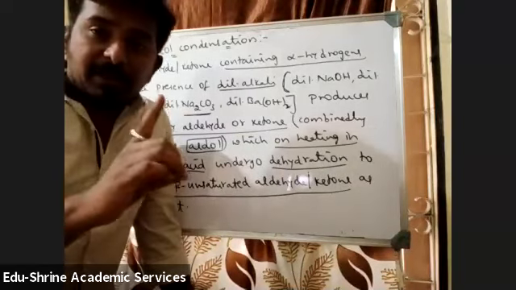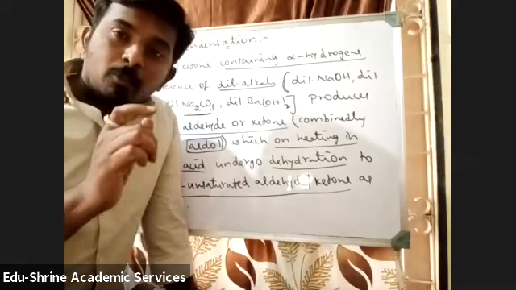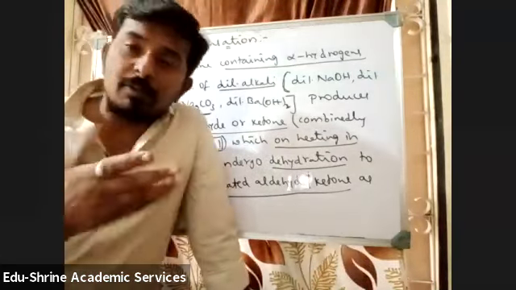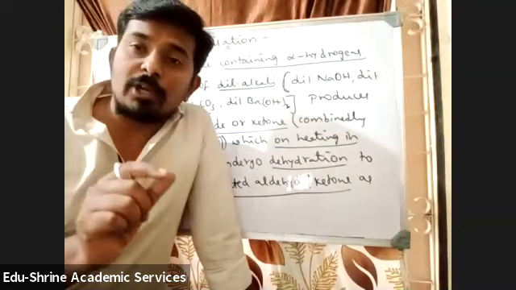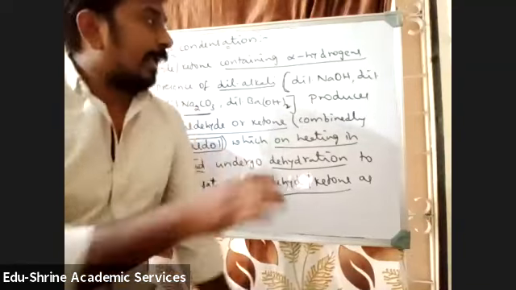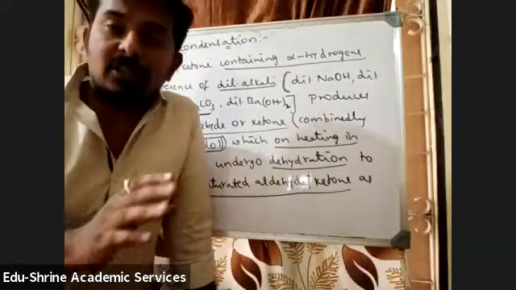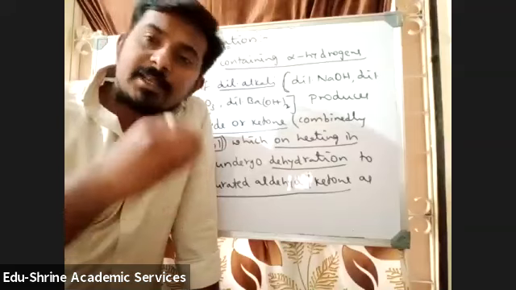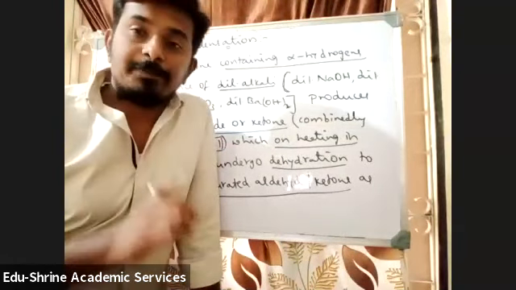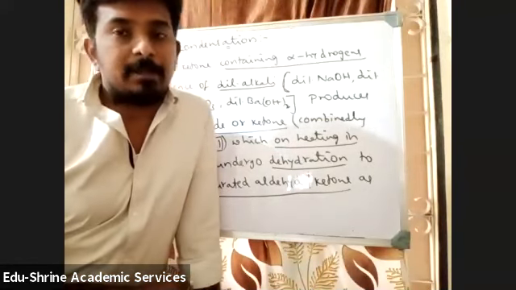Now, if it is a 1 mark question, students, what they will ask in the exam is, they will give you an aldehyde or ketone. They will ask you to identify whether it undergoes aldol condensation or not. So how will you identify? Check whether there are alpha hydrogens or not. If there are alpha hydrogens, definitely the given aldehyde or ketone will undergo aldol condensation. That way the question will be asked for 1 mark.